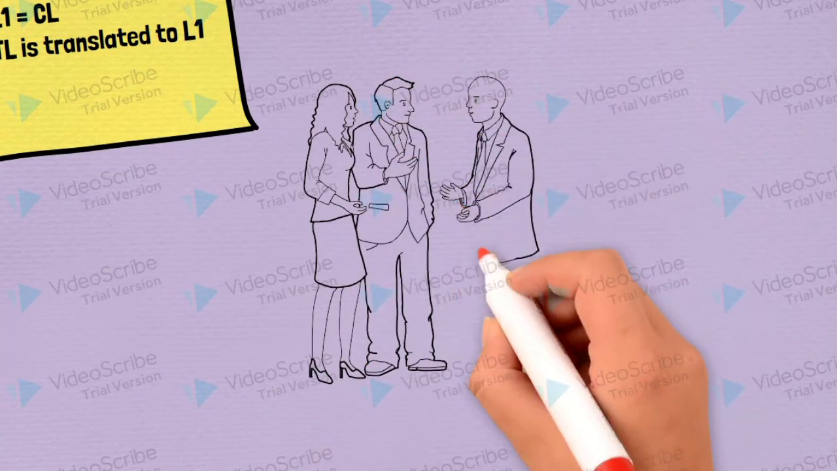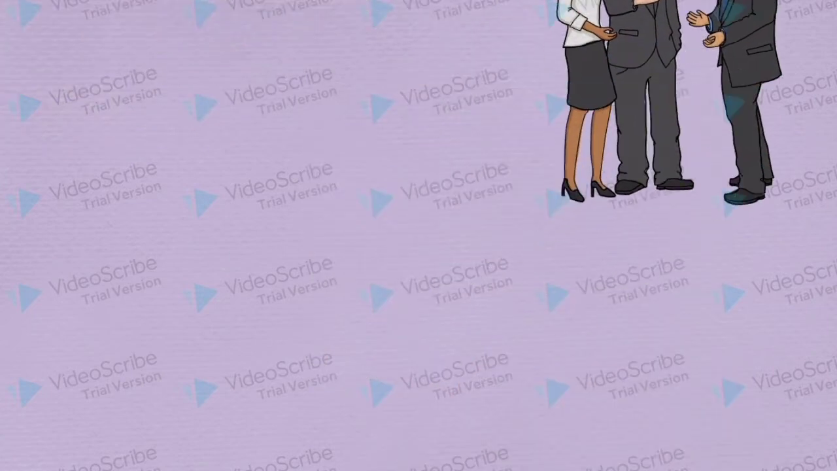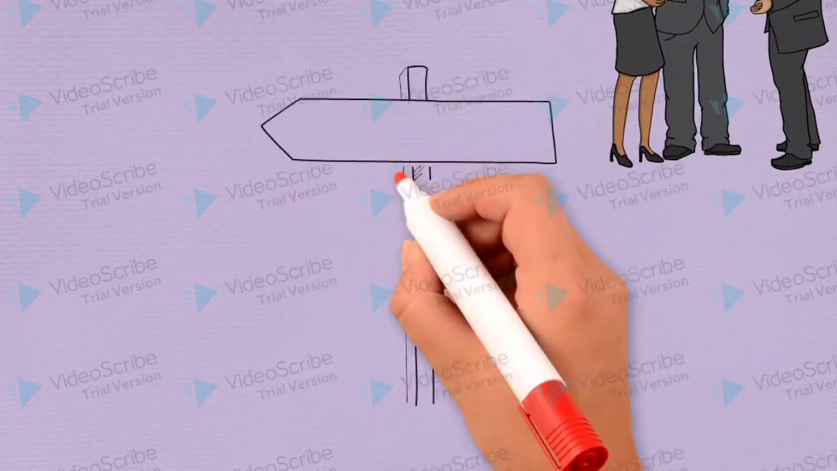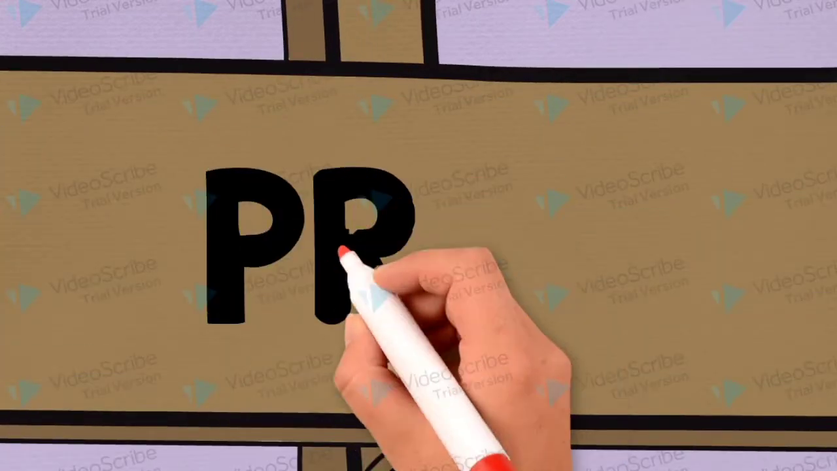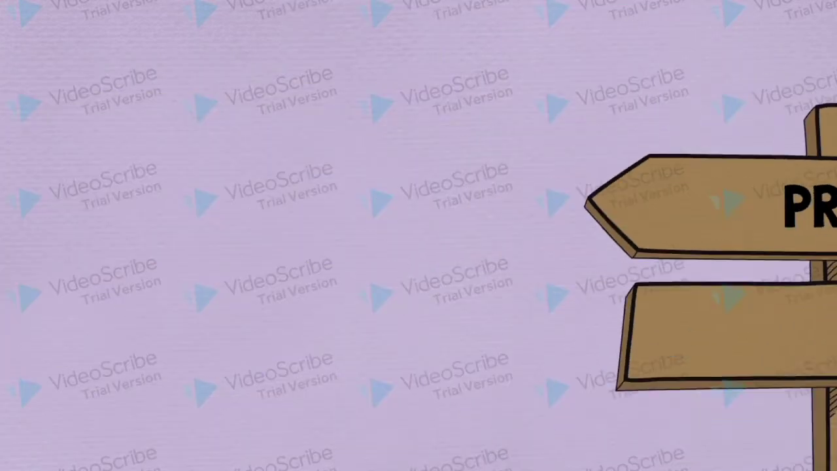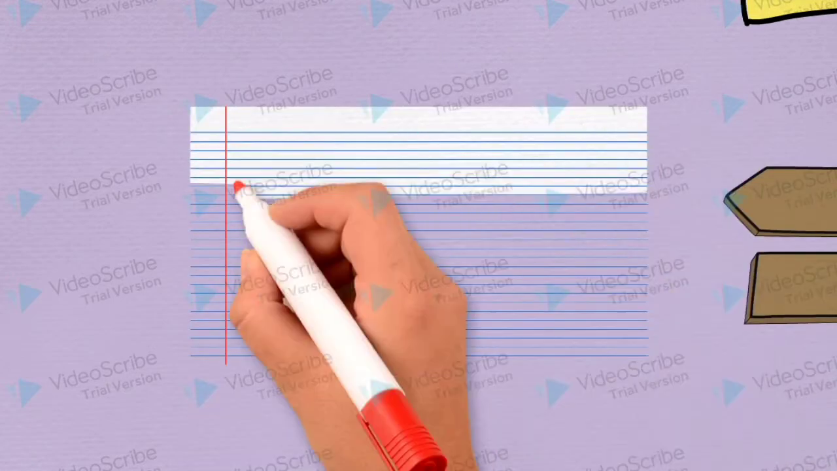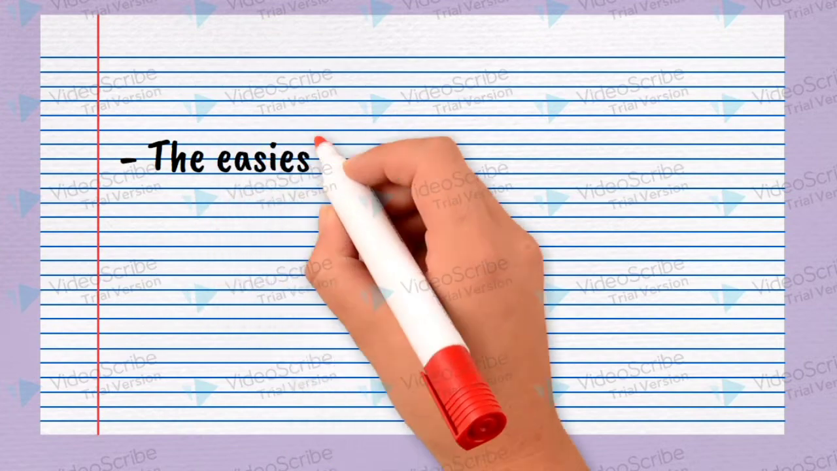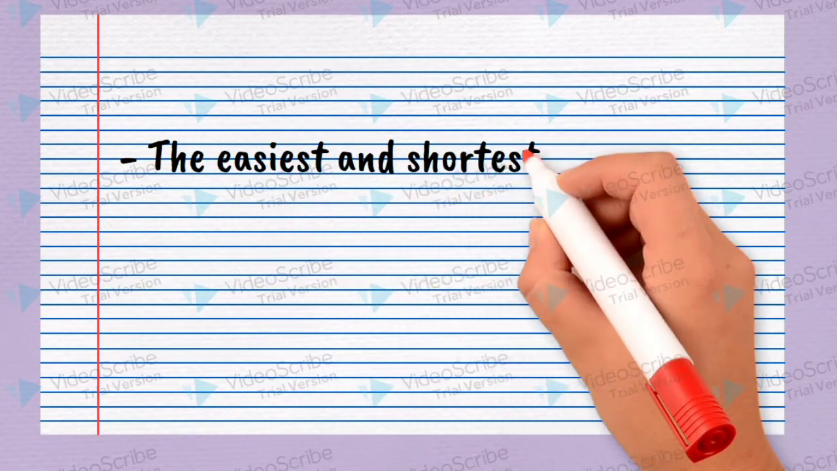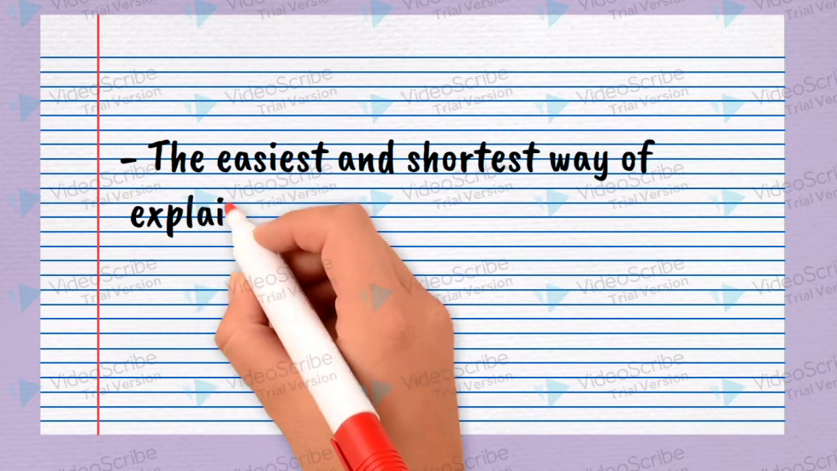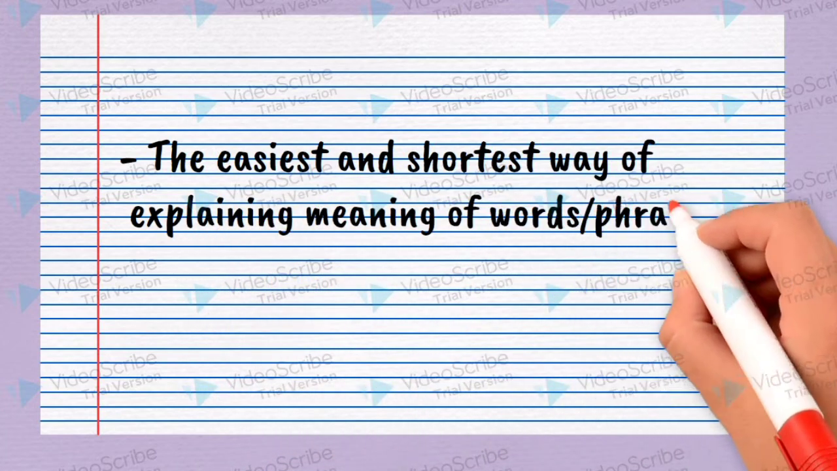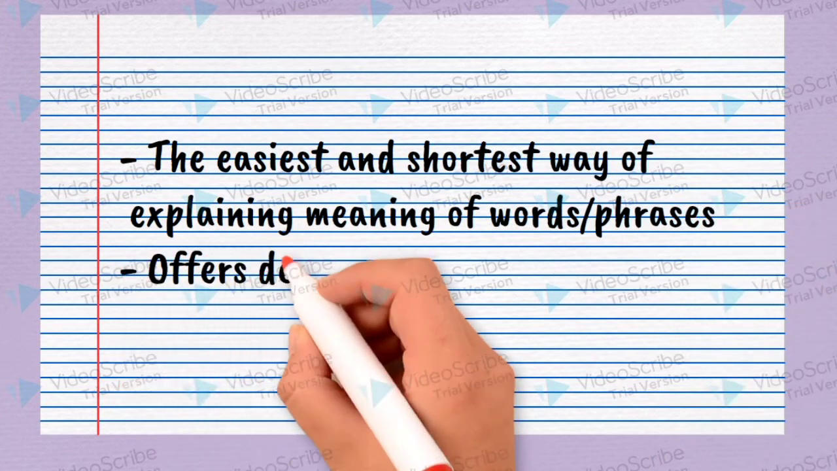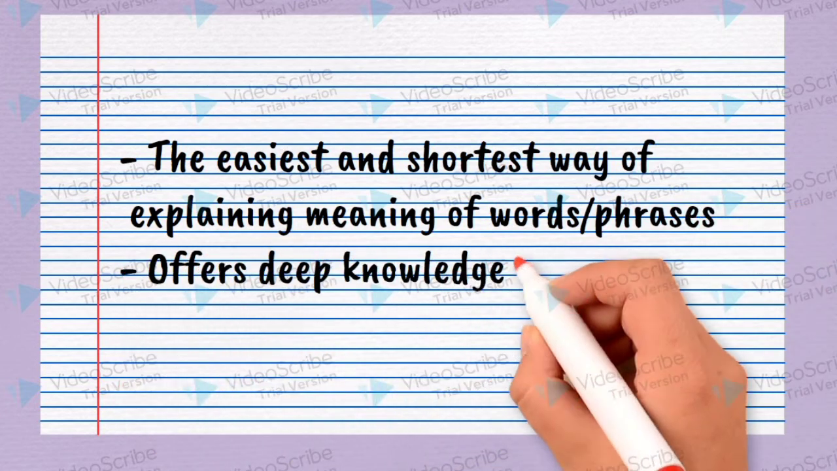Actually, there is argument of this method. There is a pros and the contra about this method. For the pros, some people believe grammar translation method is the easiest and shortest way of explaining meaning of words or phrases, and in-depth knowledge of the grammatical system.